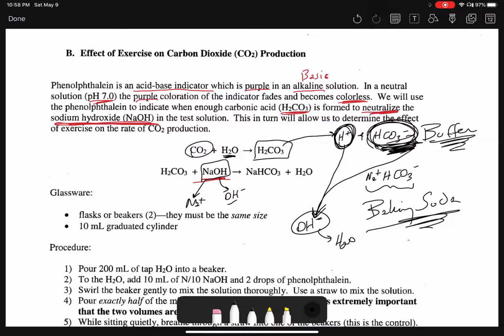In general, buffers absorb excess protons and excess hydroxide ions.